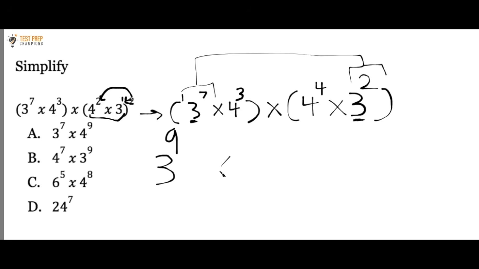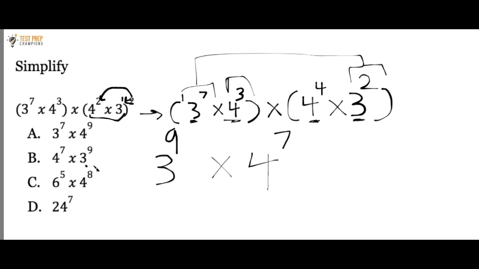What I want to do is I'm going to do the same thing with my 4s here. I want to keep the base the same here. So 4 cubed and 4 raised to the 4th. I'm just going to keep that 4 here, and I'm just going to add 3 plus 4, which is going to give me 7. So my final answer should be 3 to the 9th times 4 to the 7.